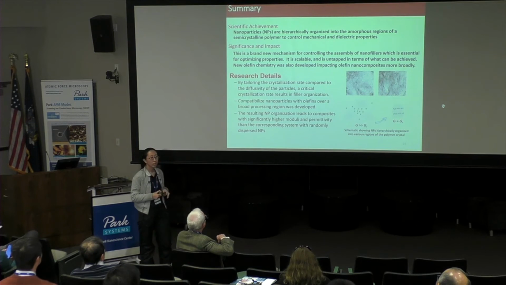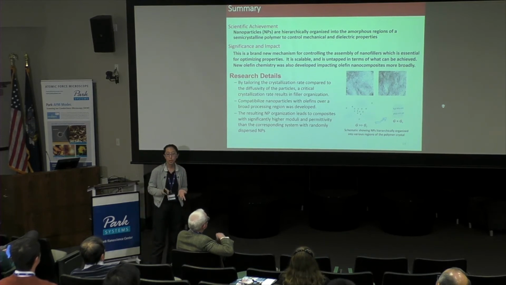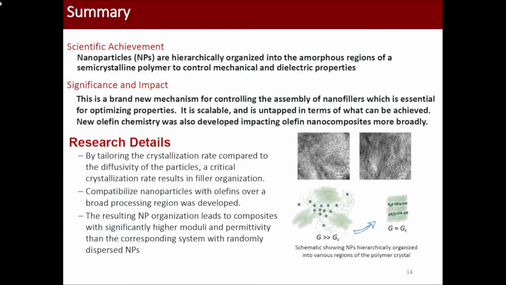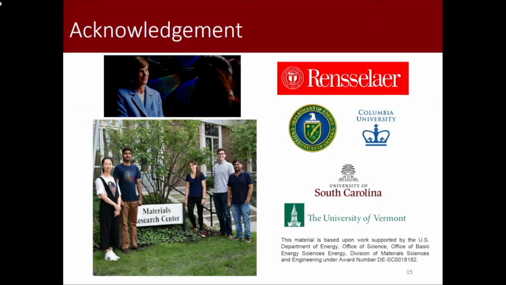So by doing the surface modification of the nanoparticles as well as controlling the isothermal crystallization temperature, we control and tune the diffusivity of the nanoparticles in the polymer matrix, and thus we can control the organization of the nanoparticle assembly. And this is a very general method to control and tune nanoparticle organization and to optimize the mechanical properties as well as dielectric properties.